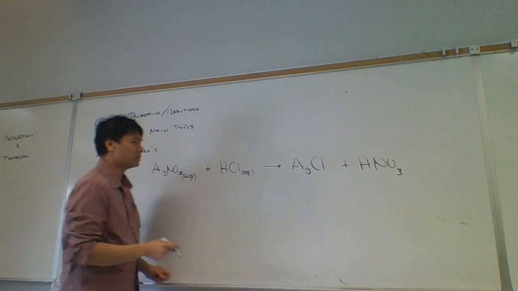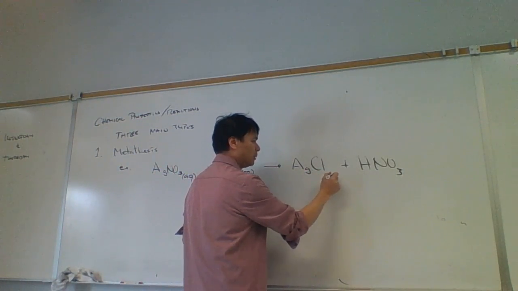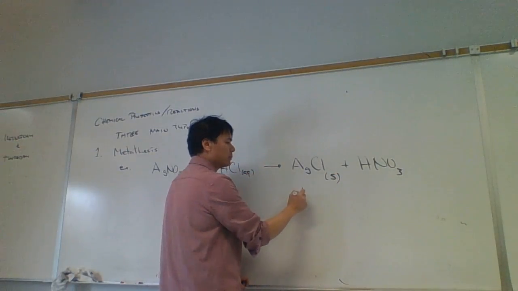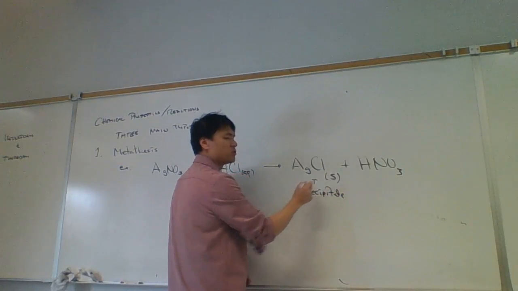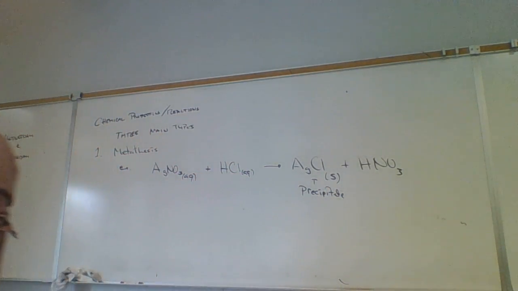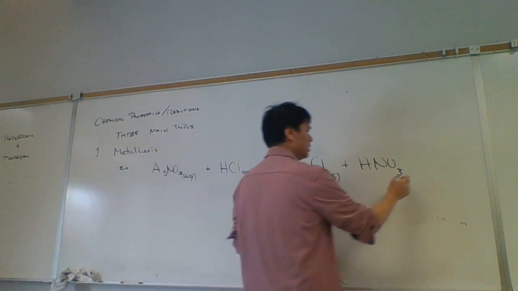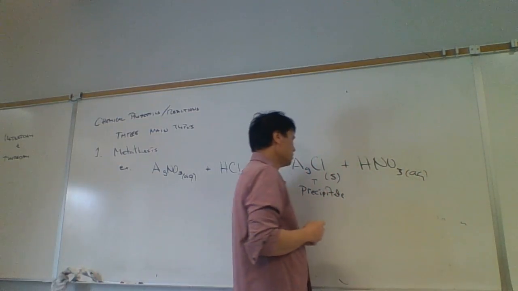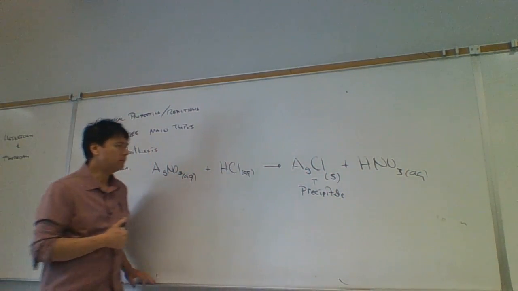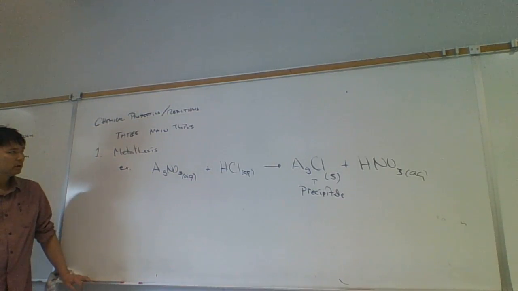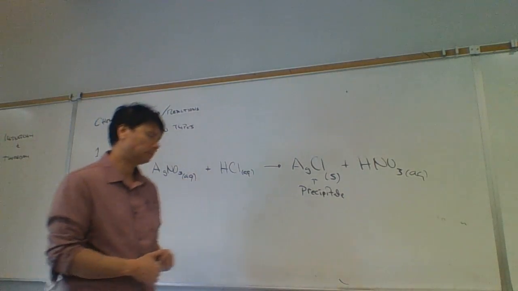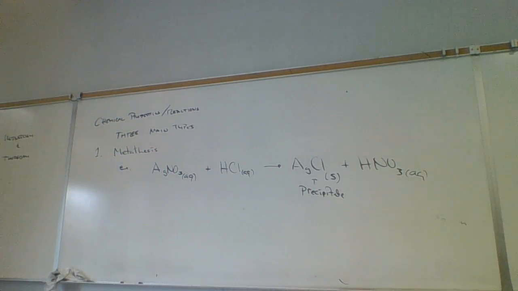When we switch partners, it turns out that silver really likes chloride, and it forms a solid. This solid we call a precipitate. The precipitate of silver chloride is an extended lattice structure, so the ions come together and form this lattice, or crystals. The nitric acid is just aqueous; it stays dissolved in water. So this precipitate is very favorable. This is an example of a metathesis reaction. It's just switching ions. I like to think of metathesis as favorable ion combinations.